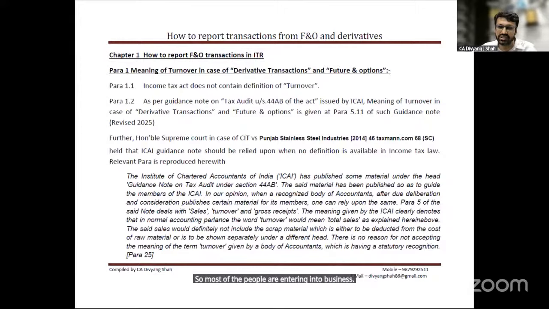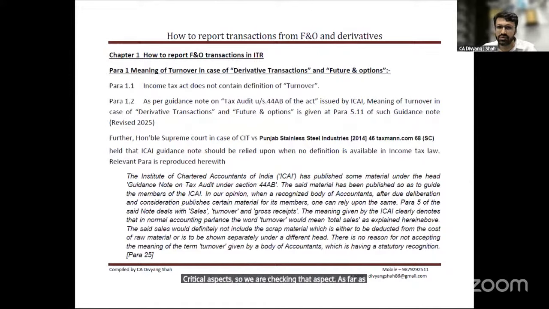Now, if we are showing the same as business income, how can we calculate the turnover? Because the main question is: if we have futures and options or derivative transactions and we are offering them as business income, do we need to get our accounts audited or not? And for that, we need to calculate the turnover. That's the first critical aspect, so we are checking that aspect.